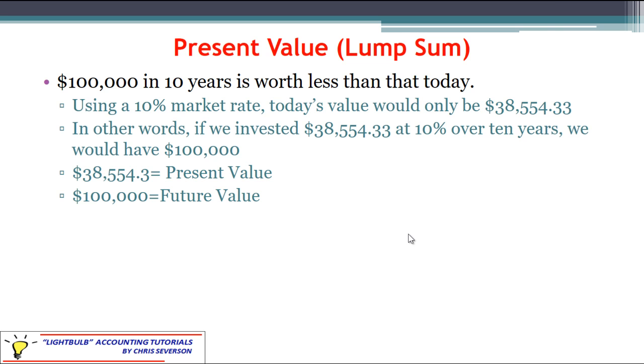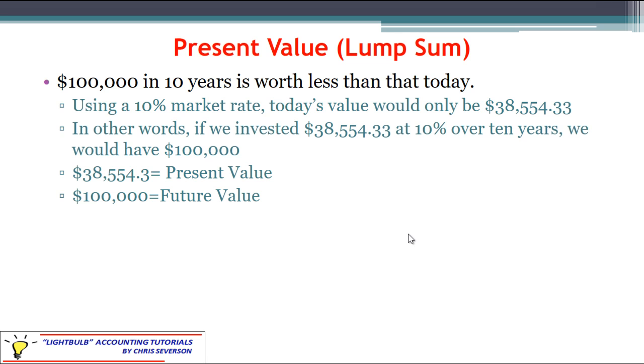So in this example, the $100,000 is a known future value. What we don't know up front is the present value, and that's what we need to calculate. We need to figure out how much it is worth today. So in this case, it's $38,554. Just as a quick logic check here, your present value always has to be less than your future value, in other words, the known amount.